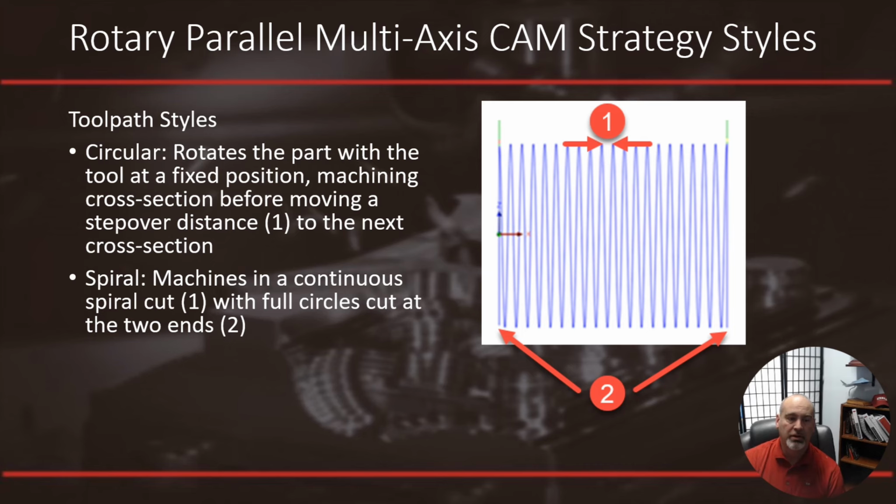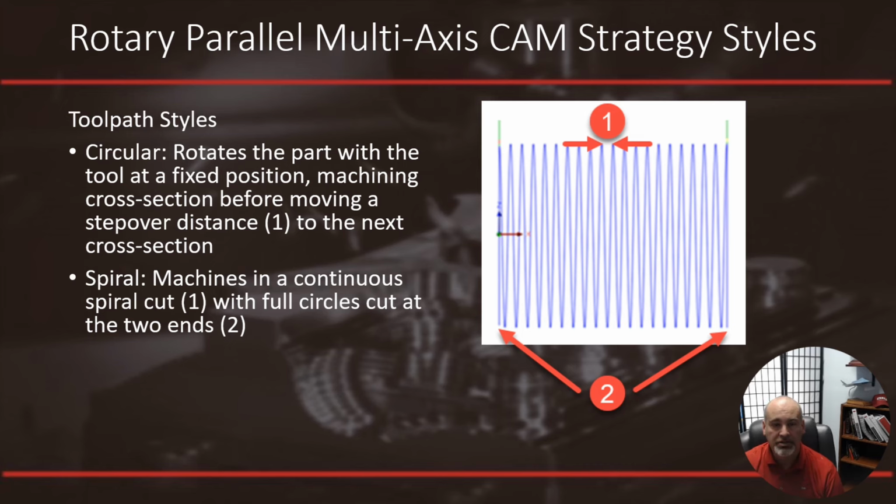The spiral command is similar, but it moves in a continuous spiral cut to machine, and starts and ends with a full circle. The spiral style toolpath is suited for simultaneous 4-axis machining, and it generates a continuous toolpath which gives a superior surface finish when compared to circular.